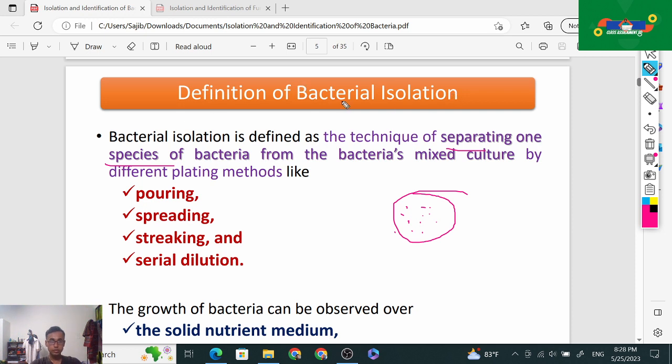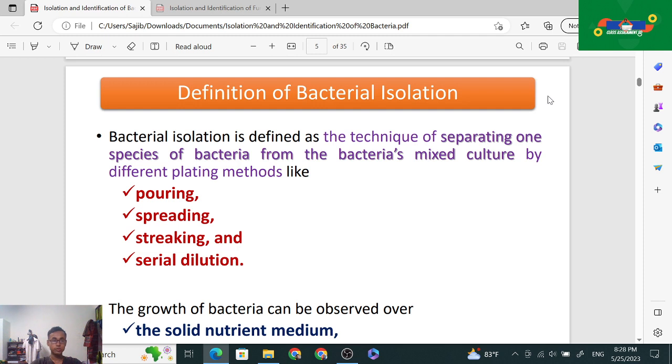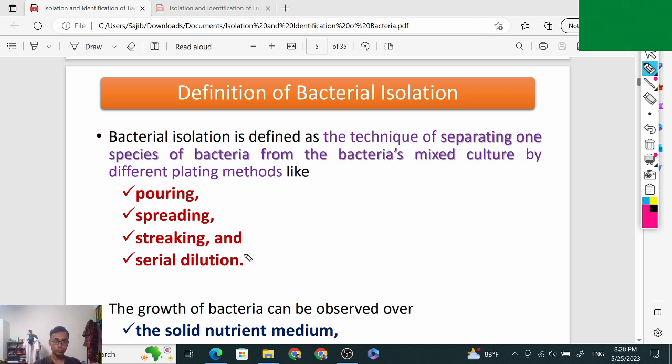I think this word was most used at the time of COVID. Isolation was a very famous word at that moment. So next, the processes will be: number one, pouring process, spreading process, streaking process, and serial dilution process.